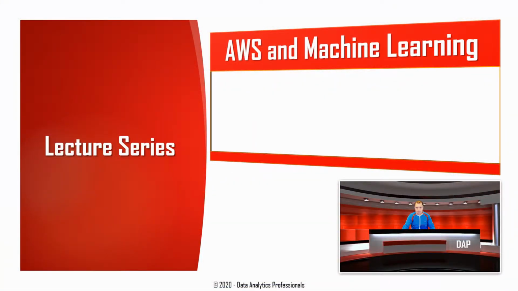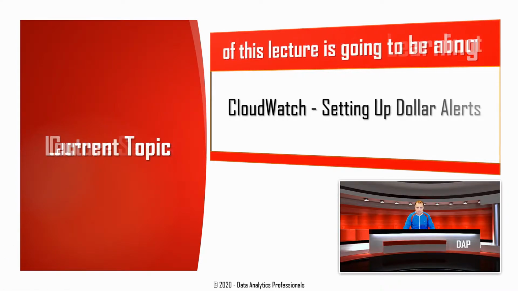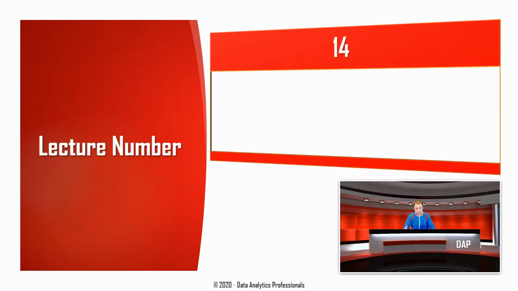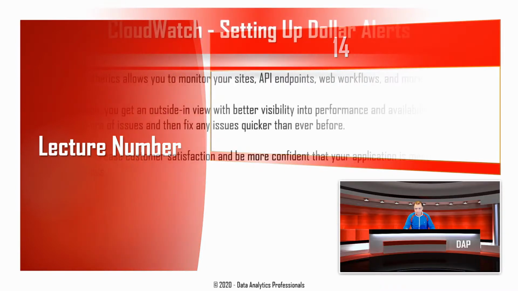The current series is about AWS and machine learning, and the topic of this lecture is CloudWatch, and we are going to learn how to set up dollar alerts. Okay. Now this is lecture number 14 in the series, and a reminder for all of those who are watching this from the beginning.